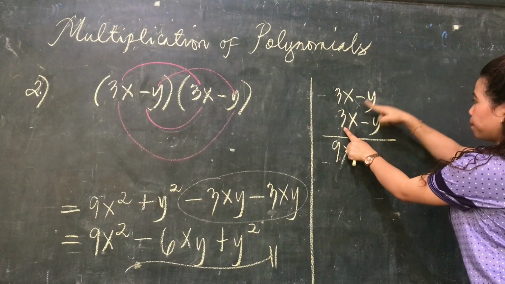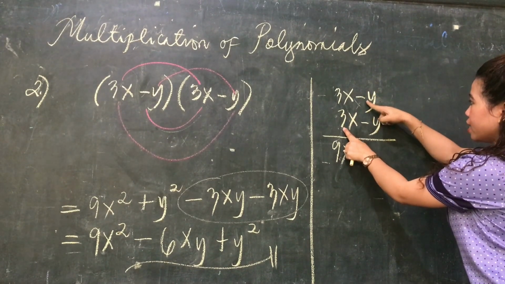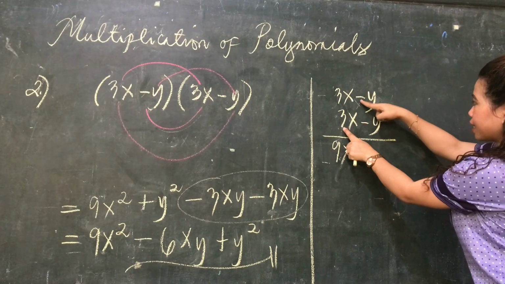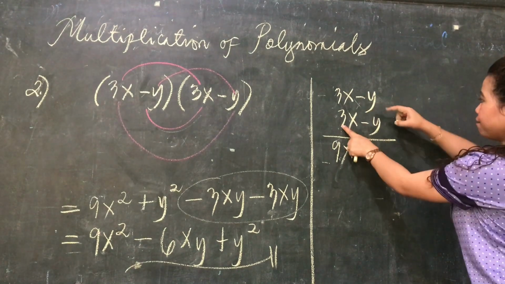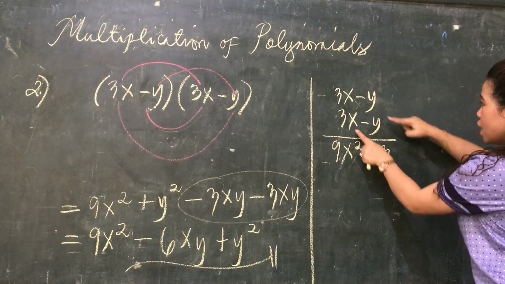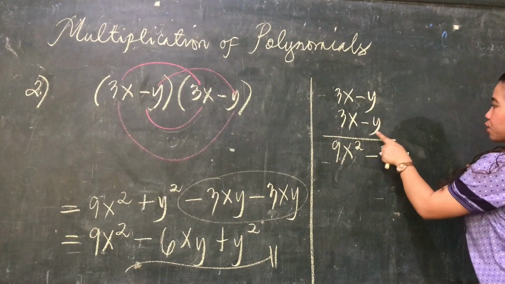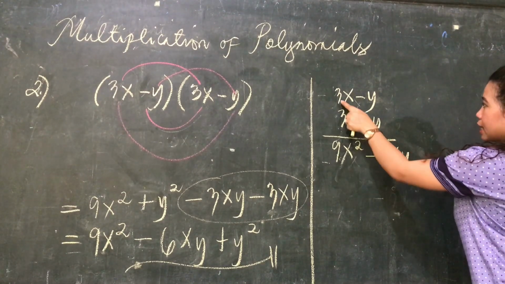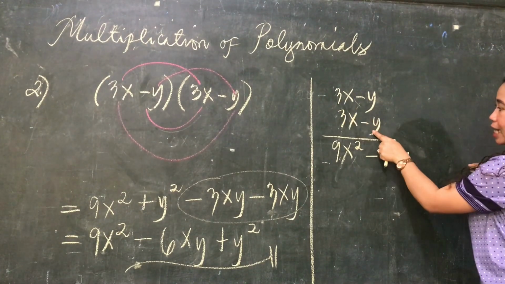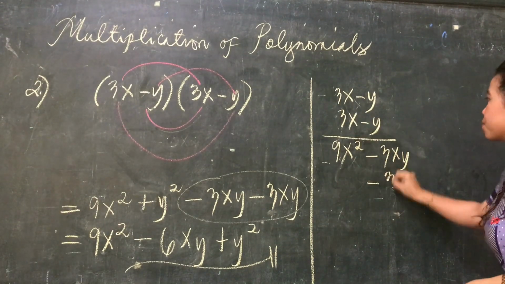After that, 3x times negative y. Positive times negative, the answer is negative 3, because 3 times 1 is 3. Just copy x, y. Then the last term, negative y times 3x: negative times positive, the answer is negative 3.